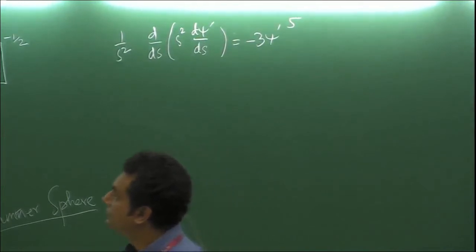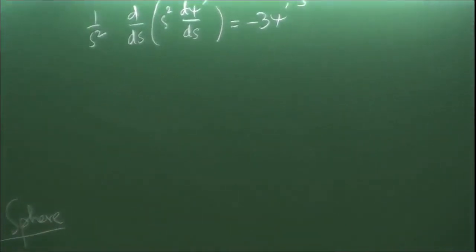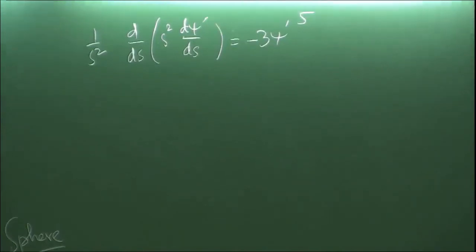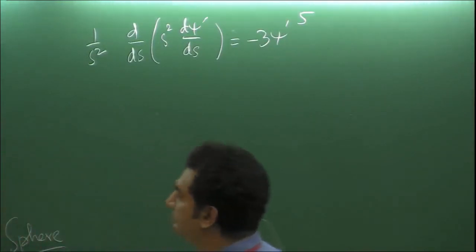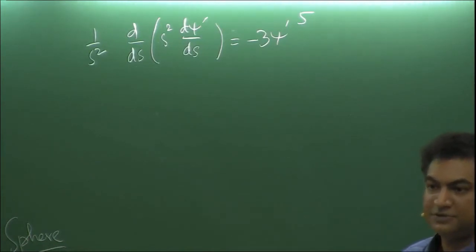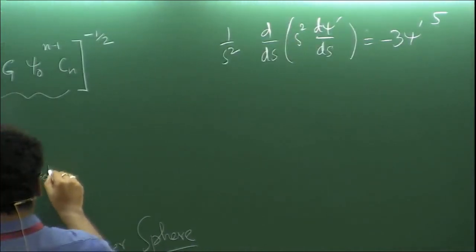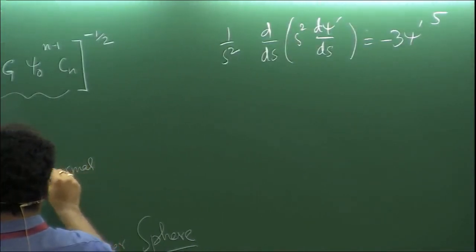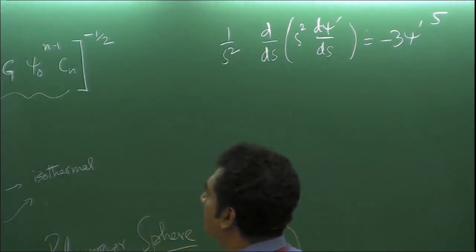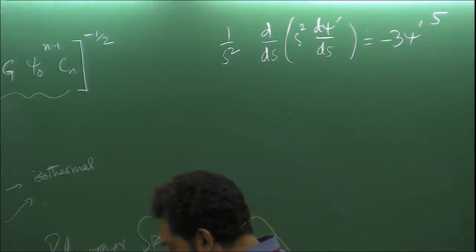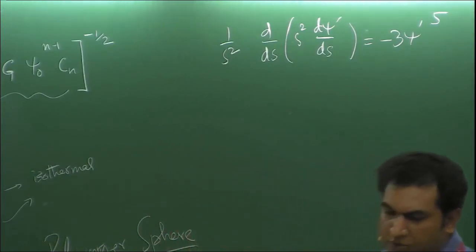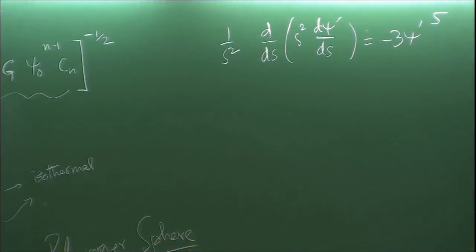N equal to 0 cannot happen because of this. Oh, hang on. N equal to 0 also has an analytical solution. That's the isothermal sphere. Yeah, sorry. Isothermal. By analytical solution, I mean you can solve for x and v. It's solvable. Okay.